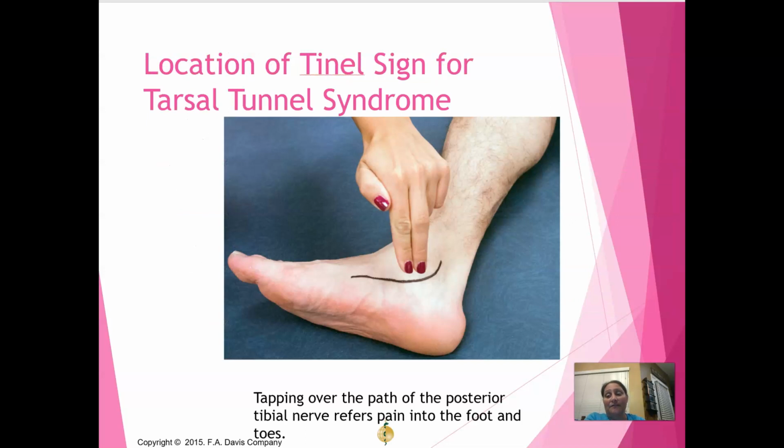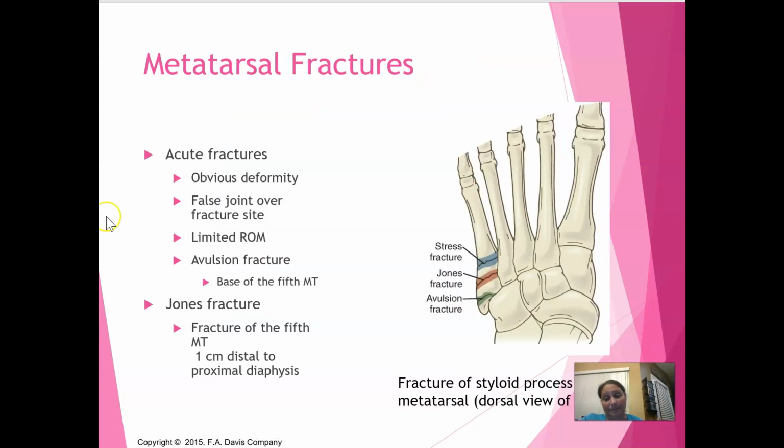In order to identify if they have tarsal tunnel syndrome, there's what's called Tinel's sign. Again, using our index and middle finger, almost like you were to take a pulse, you're just going to tap on the posterior aspect of the malleoli. If they get numbness and tingling or it elicits pain, it's going to be a positive.